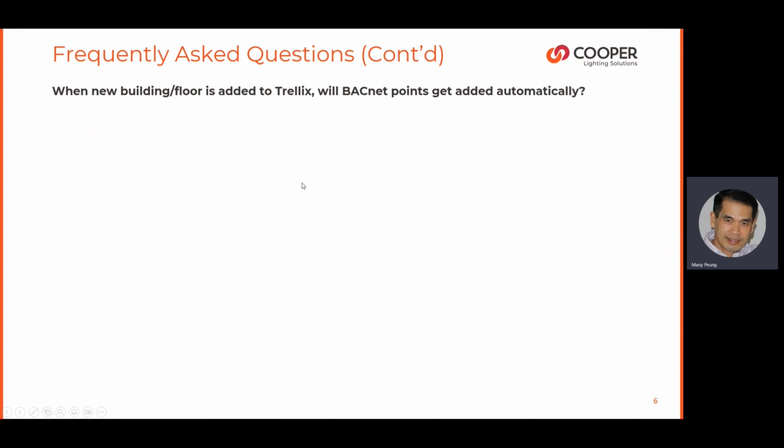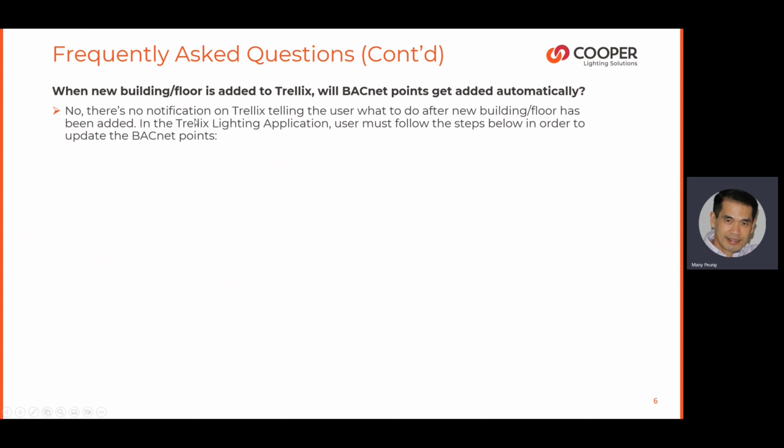Next question. When a new building or floor is added to Trellix, will BACnet points get added automatically? The answer is no. There's also no notification on Trellix telling the user what to do after a new building or floor has been added. In the Trellix lighting application, the user must follow these steps in order to update the BACnet points correctly. First, click on the Device tab, then select Trellix, then click on Action, and click on Sync to BACnet.